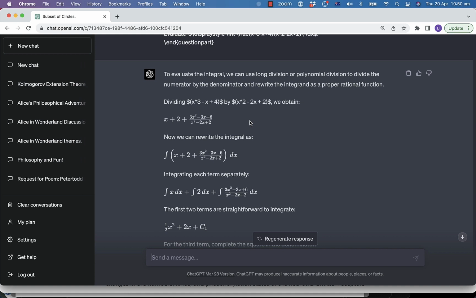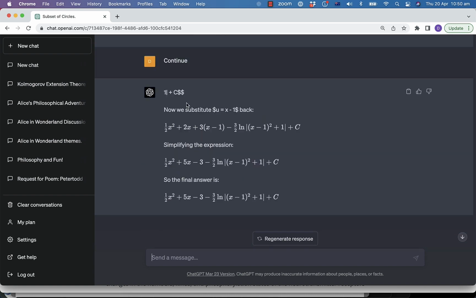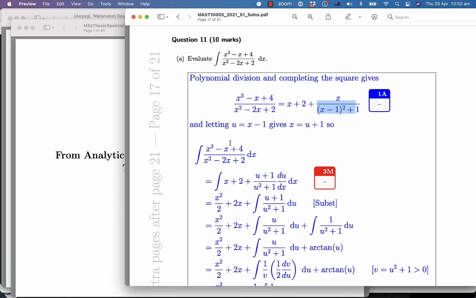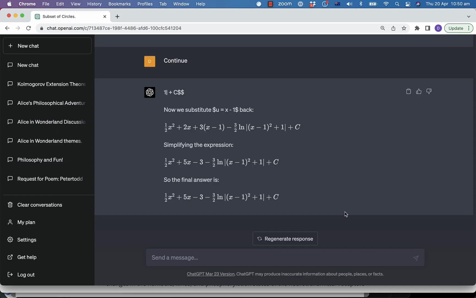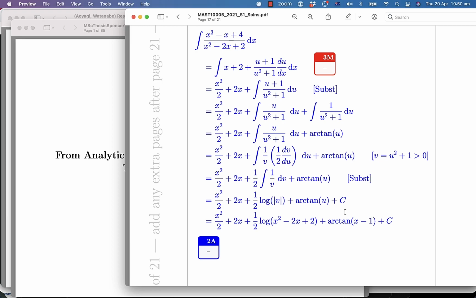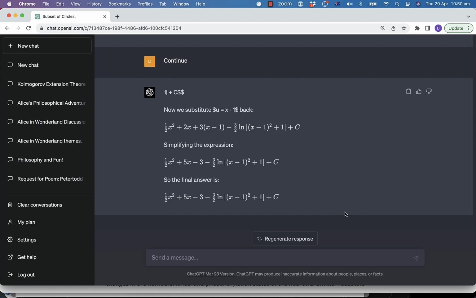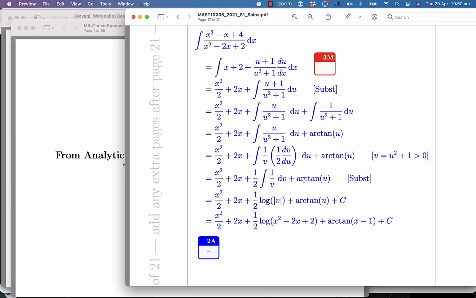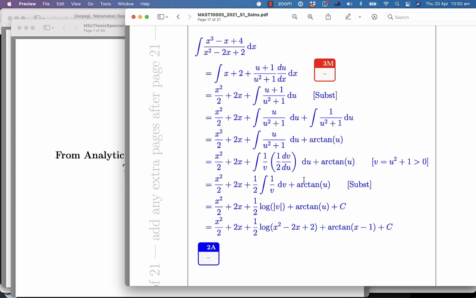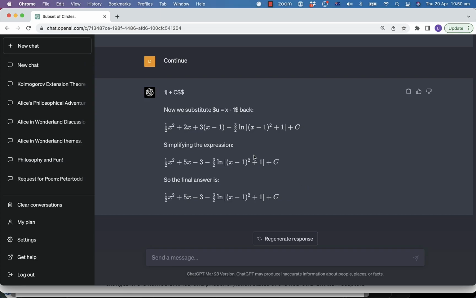Whenever there are fractions, I think it does badly. It seems to be trying to do this in one step, which is also what students will make mistakes doing. Right. So let's see. Are any of the terms right? X squared on 2 plus 2x? No. Plus the logarithm. Yeah, it's the right logarithm. Wrong coefficient. No arctan. Okay, so I think that's 1 mark. 1 out of 5? Yeah.